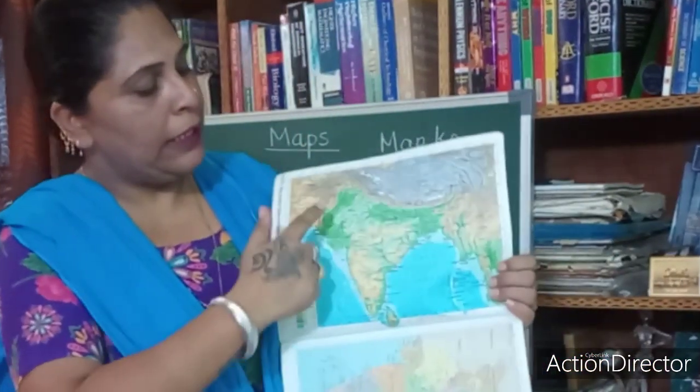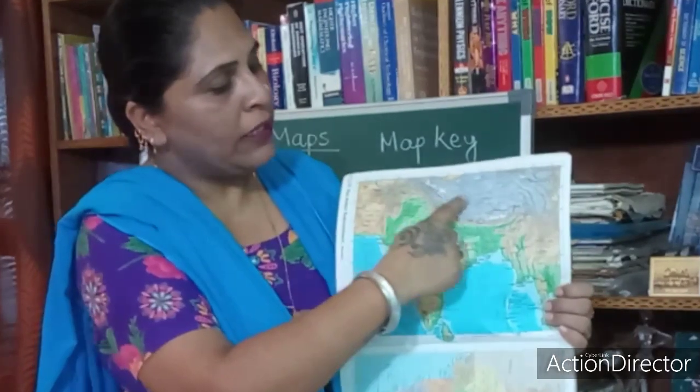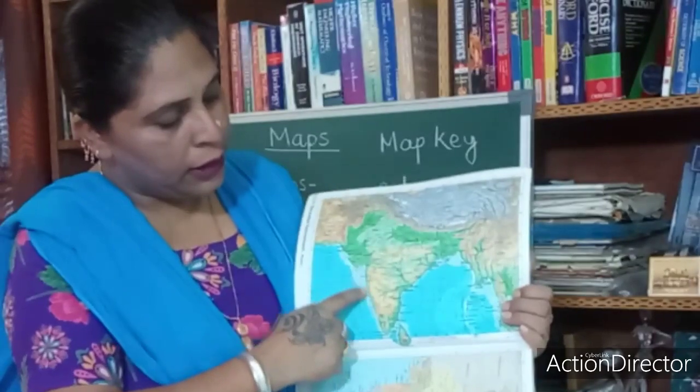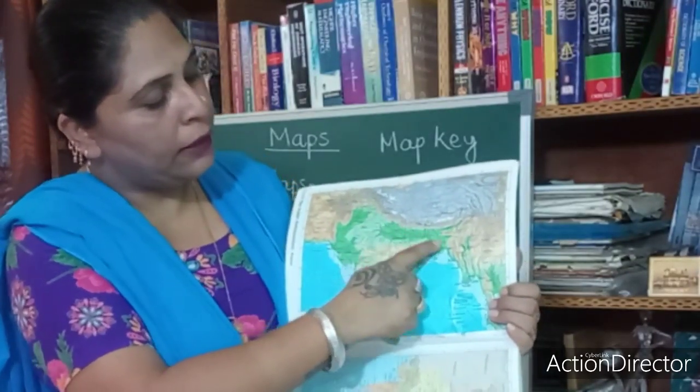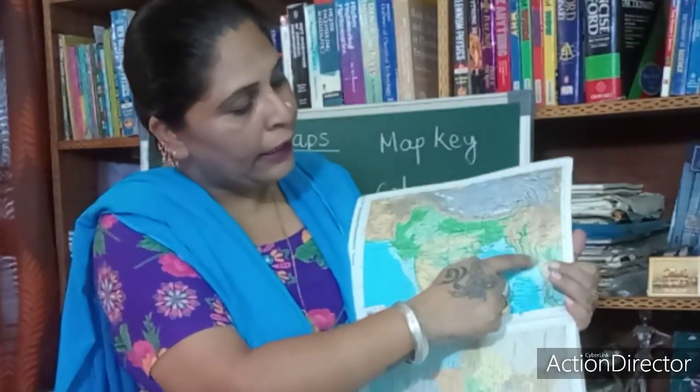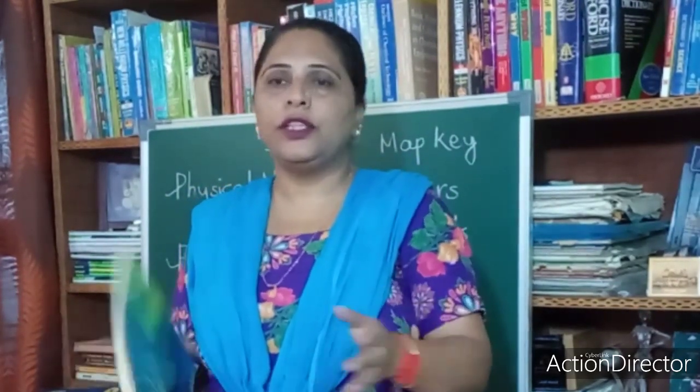Let me show you. This is an atlas, and this is the physical map. Here you can see the Himalayas. This is the mountain region. This is the sea. This is the coastline. The deep green patches are the forest area. These yellow patches are the plains. This is the delta region. So by a physical map, you can know about the physical features of an area or a region.